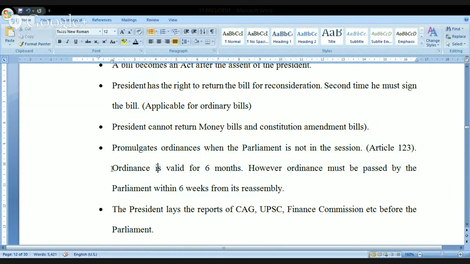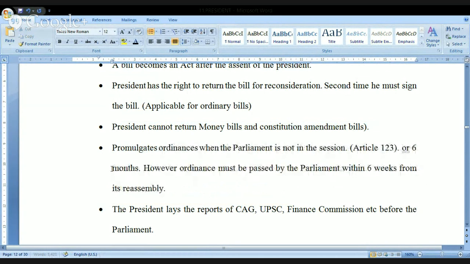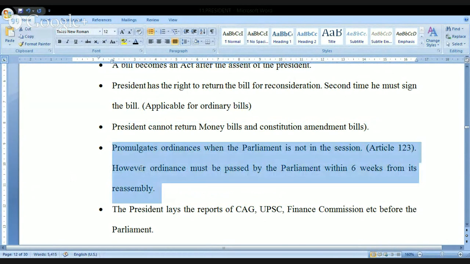Now look at this. So let me just remove this particular point here. It is valid for a period of 6 months or something. Let me remove this. Now, look at this. The ordinance must be passed by the parliament within 6 weeks from its reassembly. But kindly remember, what is the meaning of this ordinance?